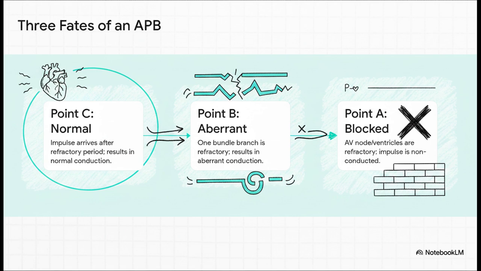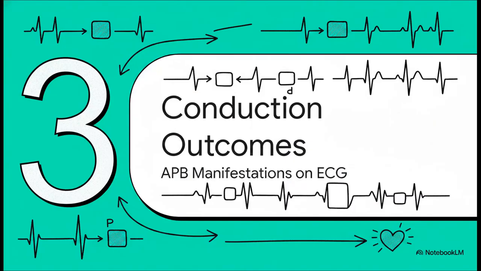But if the impulse arrives very early, at point A, it hits a system that is still absolutely refractory. It's like hitting a brick wall. The impulse is extinguished in the AV node or His-Purkinje system, it never reaches the ventricles, and no QRS is generated at all.